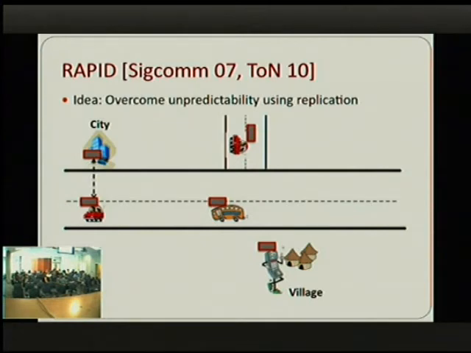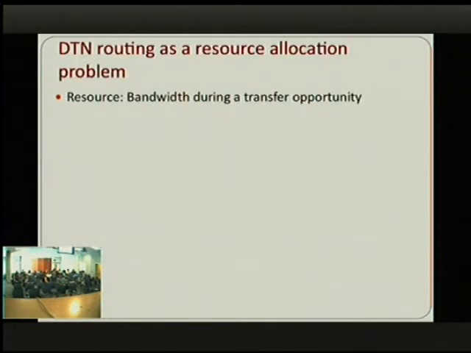So, to overcome this problem, we first formulate the DTN routing problem as a resource allocation problem. And this is fundamentally different from usual traditional routing problems, which are path computation problems, where you're trying to compute the shortest path between the source and the destination. Instead, here, we look at it as a resource allocation problem, where the resource is the bandwidth during a transfer opportunity.